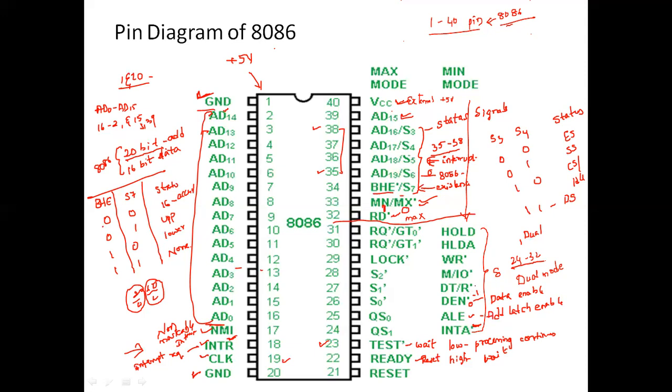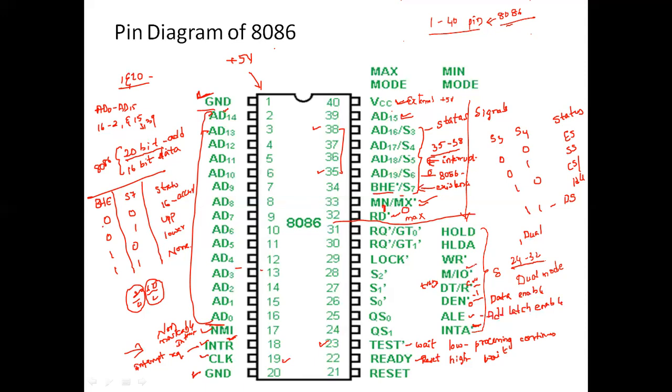And the next one is DT by R bar. This pin is used to show whether the data is being transmitted or received. DT means data transmitter, R means receiver. A high signal at this pin provides the information regarding the transmission of data, while a low signal indicates the receiving of data. Low means receiving of data, high means transmitting of data.